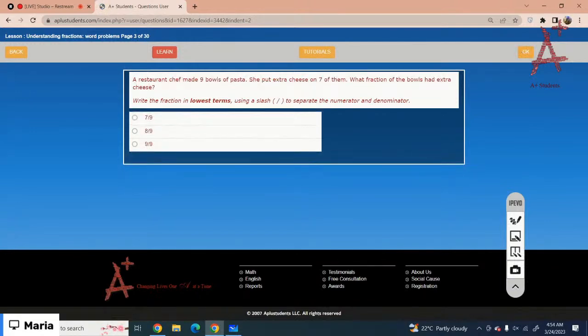Okay, the next one is a restaurant chef made 9 bowls of pasta. She put extra cheese on 7 of them. What fraction of the bowls had extra cheese? So the total bowls are 9. And out of the 9, 7 of them have extra cheese. So which is the correct option? It would be 7 out of 9. So it would be then 7 over 9. Got it?